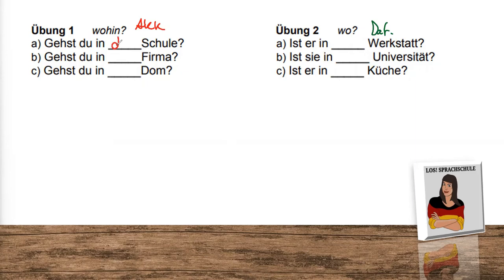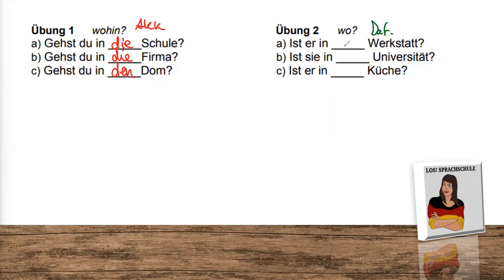Gehst du in die Schule? Do you go to school? Gehst du in die Firma? Do you go to the company? Gehst du in den Dom? Do you go to the dome or into the dome?